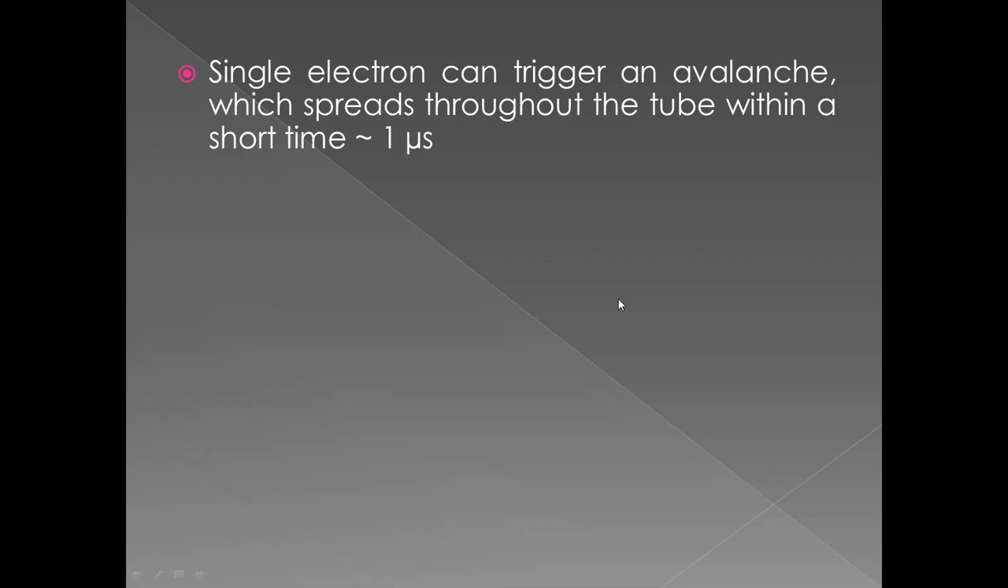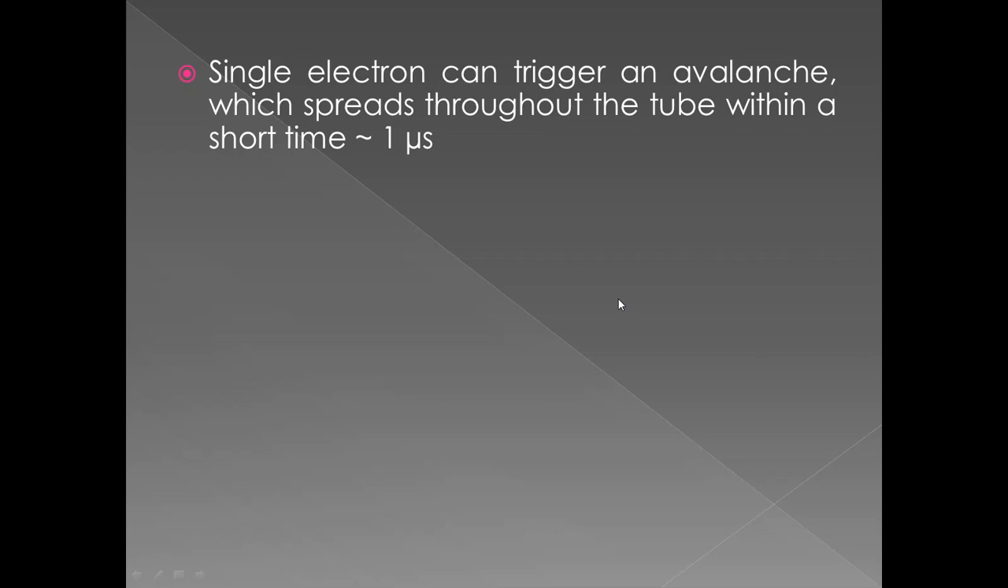Now, these photons are not charged. They may be energetic gamma photons. So they are not under the influence of the electric field, and they can spread throughout the GM tube. And these photons again can produce ionization at some other corner of the GM tube.